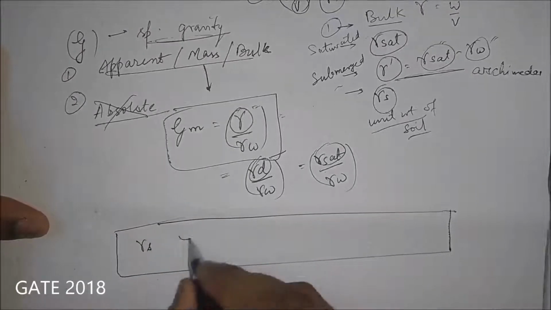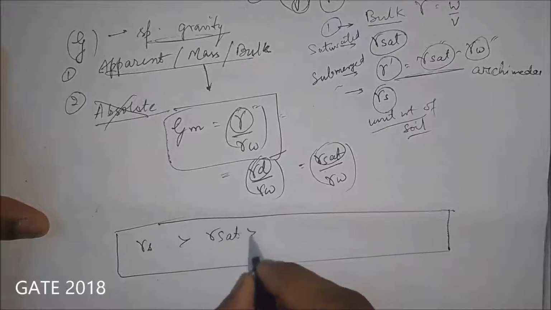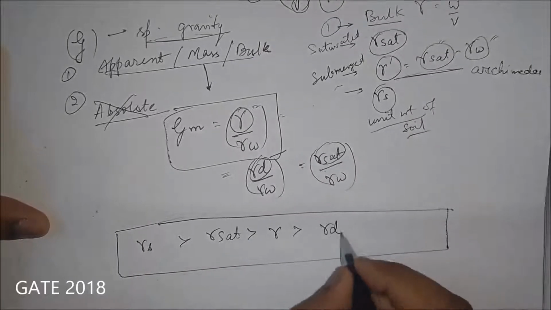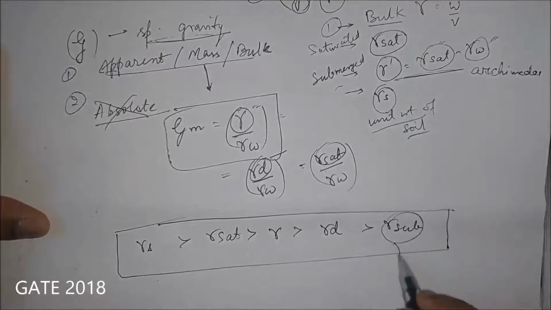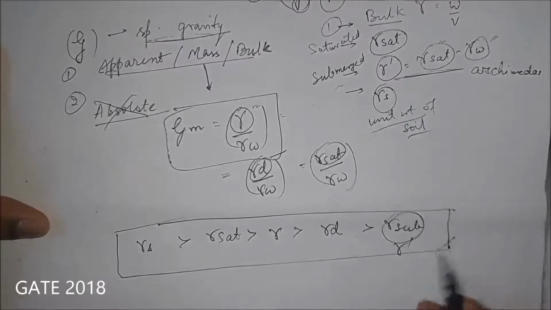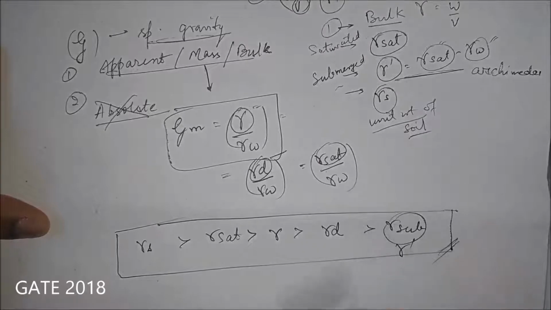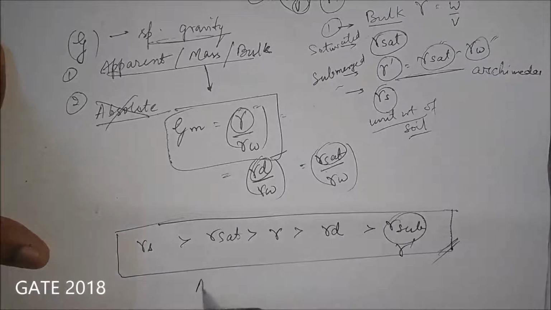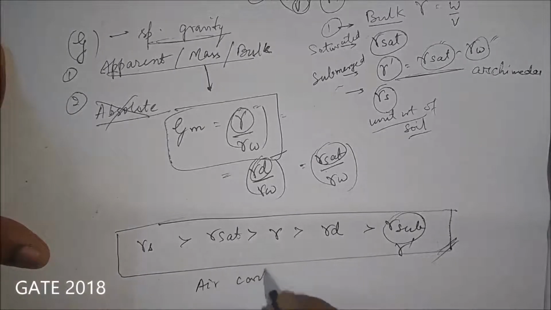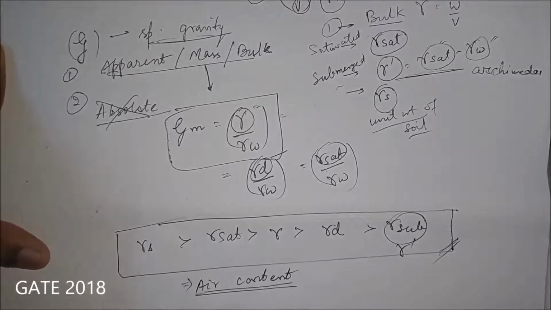Gamma s is greater than gamma sat, is greater than gamma d, greater than gamma submerged, or gamma dash. Just remember this. It can be asked as a comparative question. Now there are two more terms. Just try to remember this, not that relevant, but still can't skip anything.